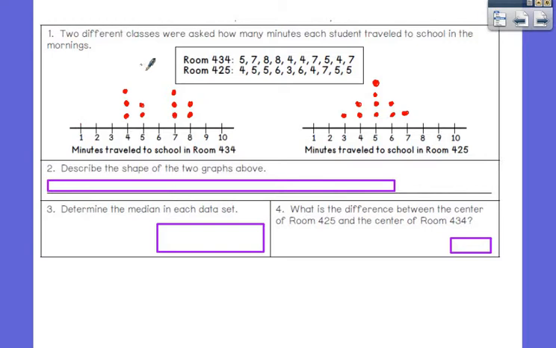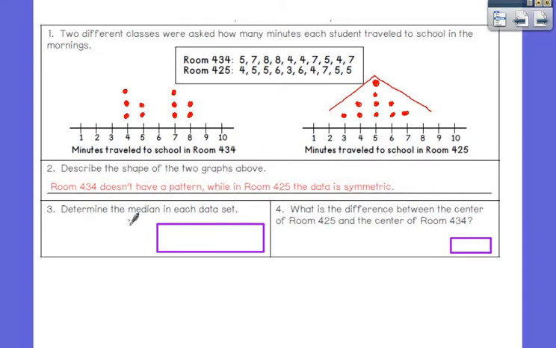Symmetric has to be staircases up and down, kind of creating a triangle. This is not creating a triangle. It's not continually going down or continually going up, so I would say this is neither. 425, however, does look symmetric. It's continually going up and then continually going down, so I would consider 425 to be symmetric. So room 434 doesn't have a pattern, while room 425, the data is symmetric.